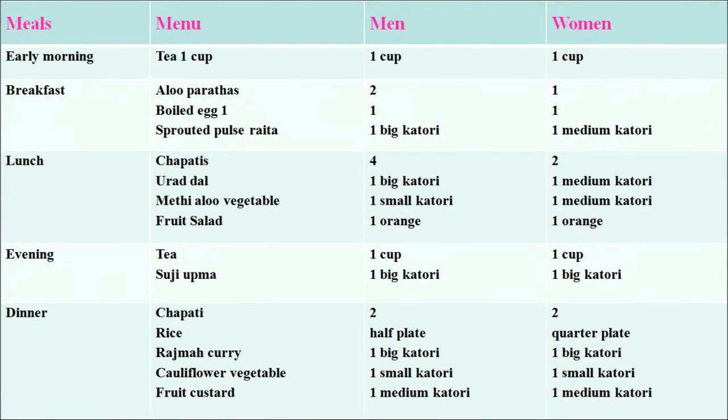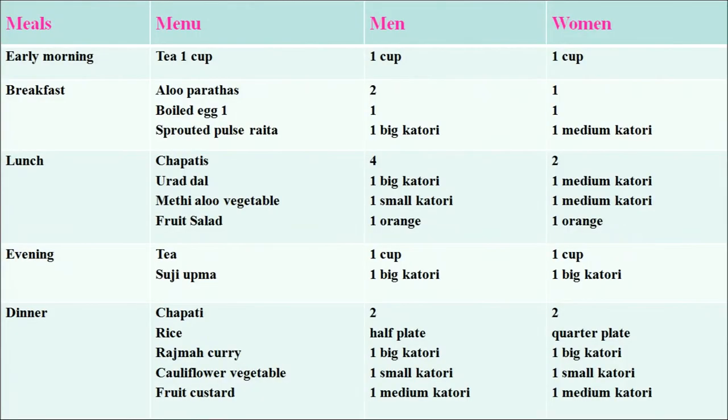Now we are just showing an example of the whole day meal and how you can modify a family meal for a day for different age groups or men and women so that you can understand how you can do the modification. For example, it is a typical Indian menu and we are trying to include nutritious food items into it. For example, there is a need for the breakfast. Of course, during breakfast, what can be the menu? There is aloo paratha, boiled egg, or sprouted pulse raita.